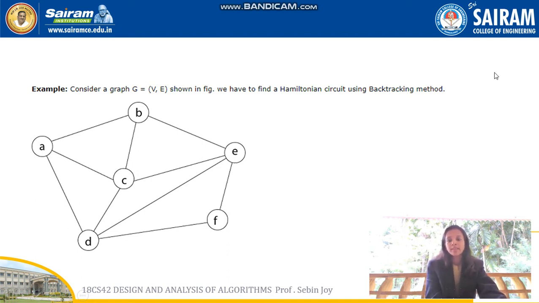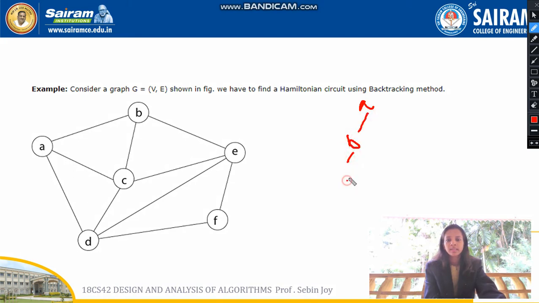So what all things you got, I'll draw here A, then B, then E. This is our current situation, right? That is A, B, and E. Now, from E, how many paths are there? B, C, D, and F. B is already visited. You can either visit C, D, or F. So, what I'm doing is, I'm visiting F. That is also one path.